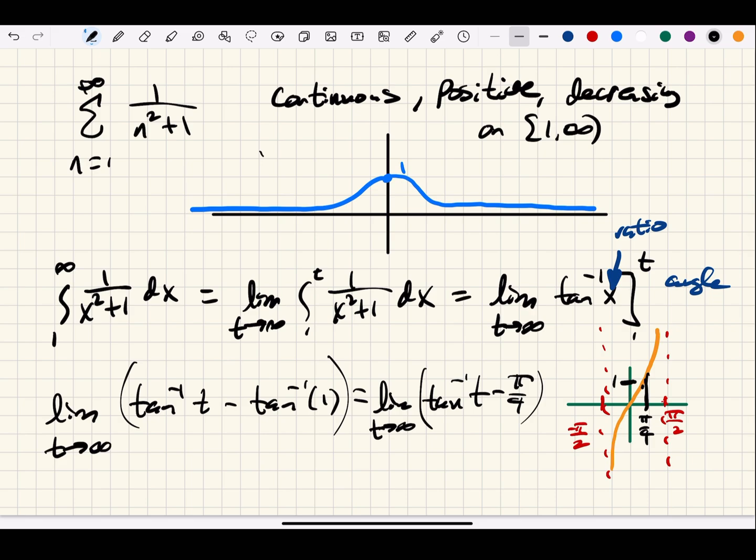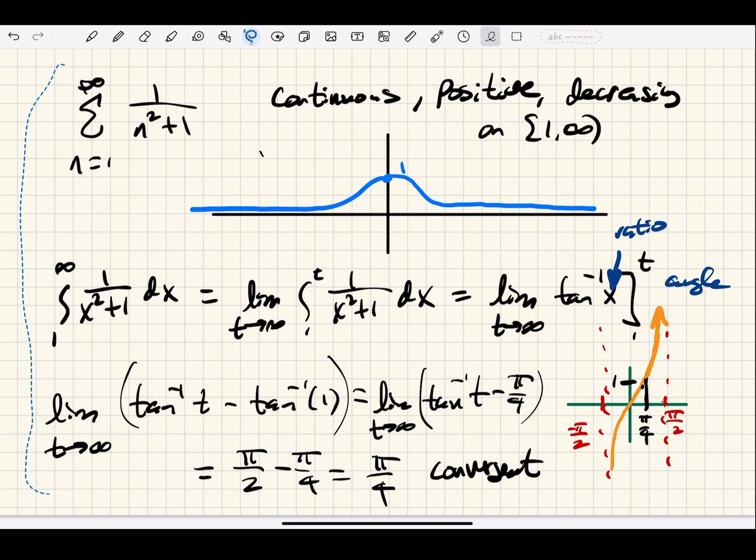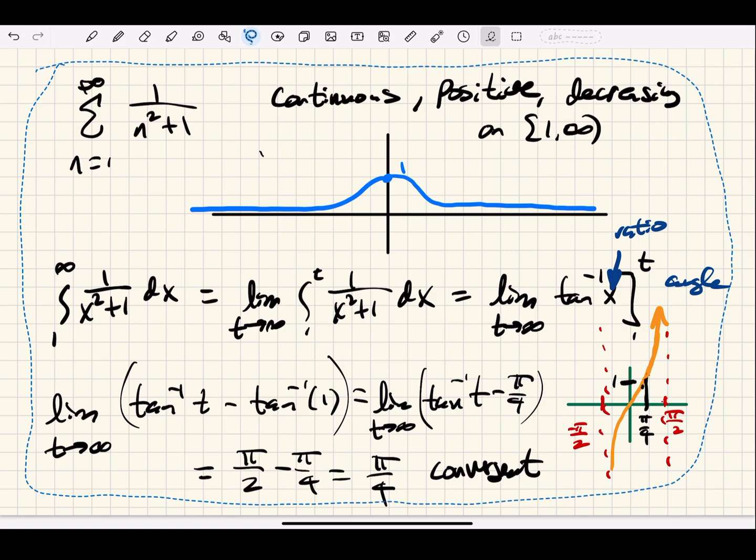Okay, so now let's see. t goes to infinity. Okay, now t is a ratio. So that's the function values themselves, these that are going off to infinity up here. And what's the angle going to as t goes to infinity? Pi over 2. So this whole thing then winds up being pi over 2 minus pi over 4, which is pi over 4. Now, so is the integral convergent? Yes, it is. What does that tell you about the series? That it is also convergent. Very good. But we need to write this well, right?